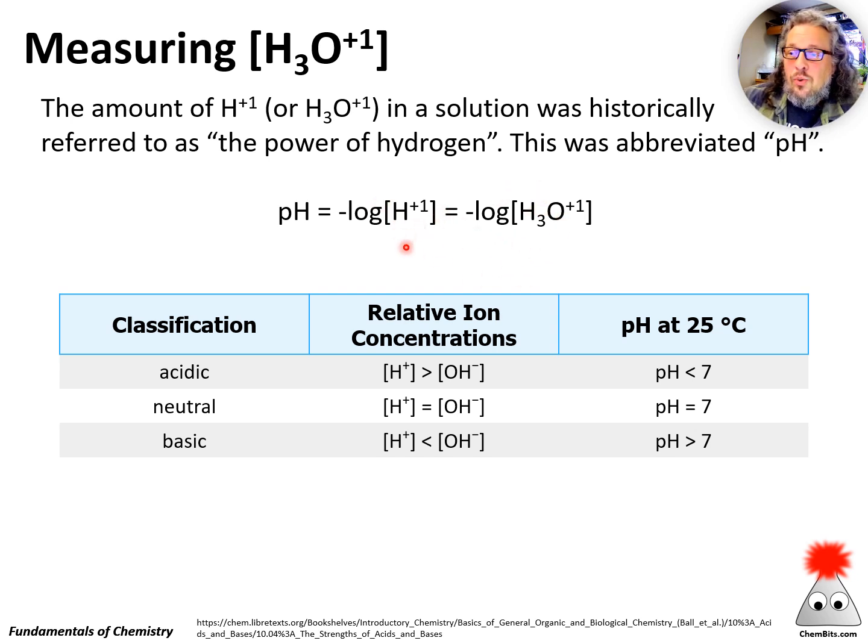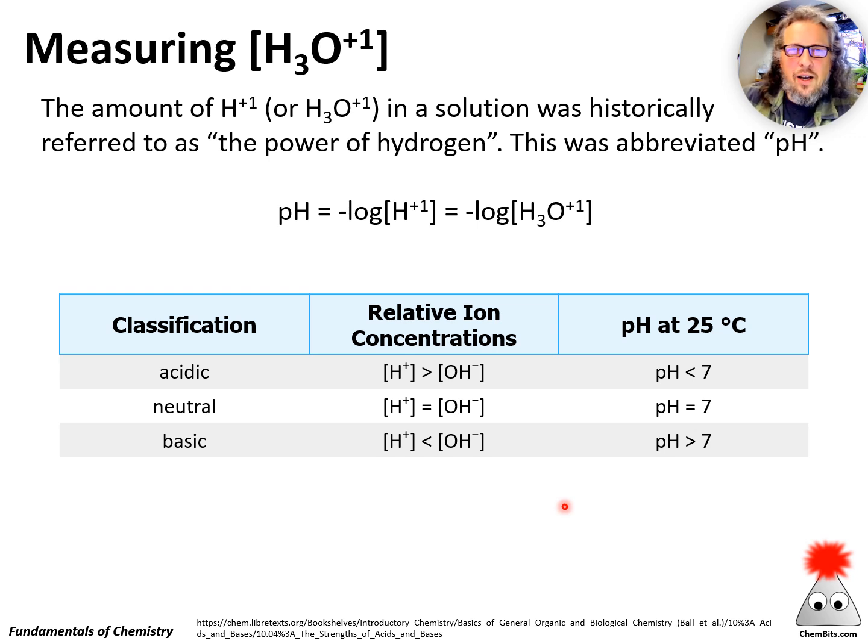So converting those numbers that we saw on the last slide, a neutral solution has H plus and OH minus equal. pH is 7. The negative log of 10 to the minus 7th is 7. If it's acidic, the pH is less than 7. If it's basic, the pH is more than 7, is greater than 7.